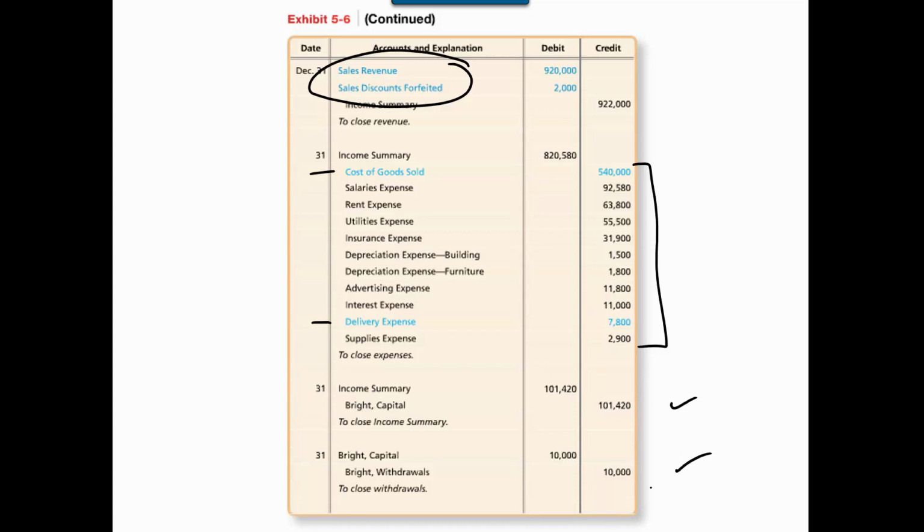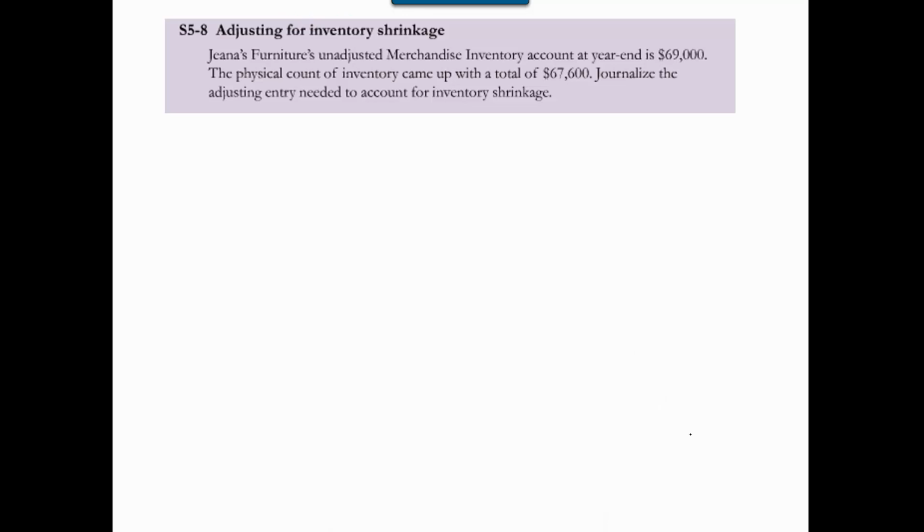And then these last two are exactly the same as we were before. So the process is exactly the same. Close revenue to income summary, close the expenses to income summary, then close income summary to capital, and then close the withdrawals to capital. These are also expenses, so we're not doing anything different. The discounts forfeited would be the only new thing there, and we just treat that like a revenue because it is a revenue.